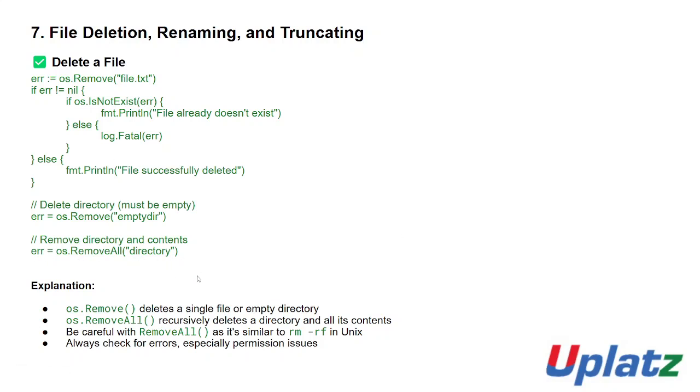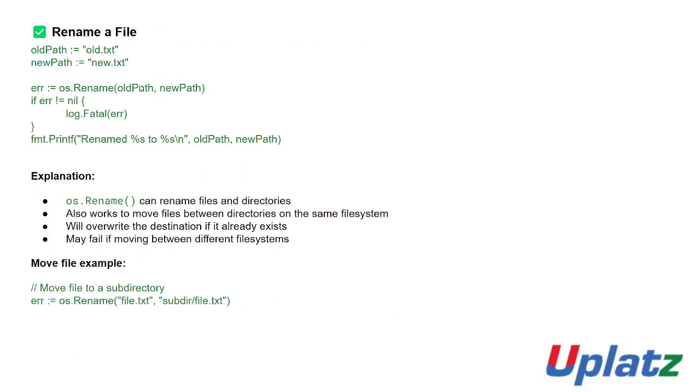Okay, so let's, okay, here. os.Remove deletes a single file or empty directory. os.RemoveAll recursively deletes the directory and all its contents. Be careful with RemoveAll as it's similar to rm -rf in Unix or Linux, or that is iOS, not iOS, macOS. Always check for errors, especially permission issues. Is there anything new? No.